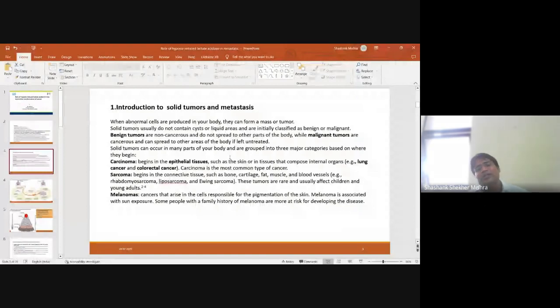Carcinoma begins basically in the epithelial tissue, such as in the skin, or the tissues that compose internal organs like lungs and colon. Sarcoma begins in the connective tissue such as cartilage, fat, muscle, and blood vessels. Melanoma cancers arise in the cells responsible for the pigmentation of the skin. So these are the basic three types of solid tumors.